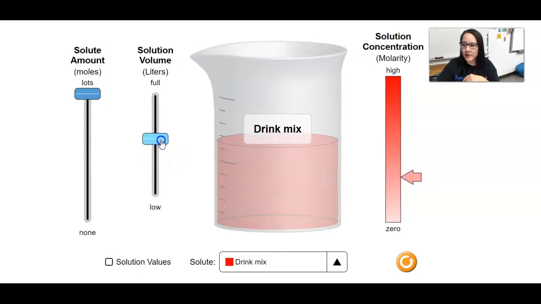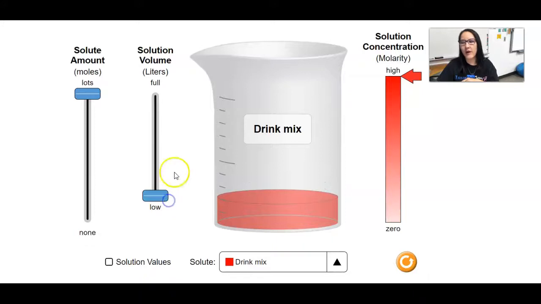Well, if I increase it, oh, no, that's going to decrease my concentration. So I have a lower molarity. So let's go the other direction. If I lower the amount of the solution, all right, so now what does it take to have a high concentration or a high molarity? It takes a lot of solute and a very little bit of the solvent.